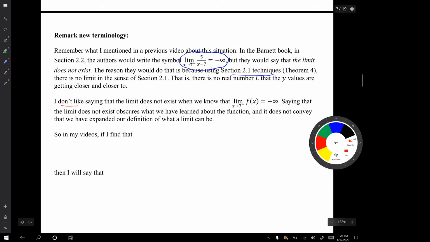But I don't like saying that the limit does not exist when in fact we know that the limit symbol is that. Saying that the limit does not exist obscures what we've learned about the function, and it does not convey that we've actually expanded our definition of what a limit can be. So in my videos, if I find this, then I will say this.